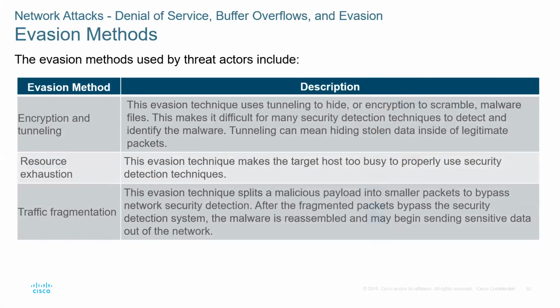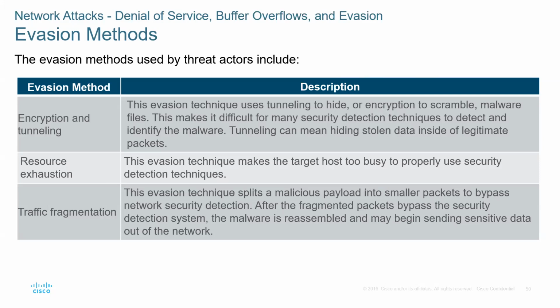You also have some evasion methods. This is going to be both encryption and tunneling. Typically, these methods are used to hide or encrypt and scramble information in malware files, therefore making it difficult for security detection techniques to identify this malware. And then tunneling is going to mean hiding that stolen data inside of a legitimate packet.